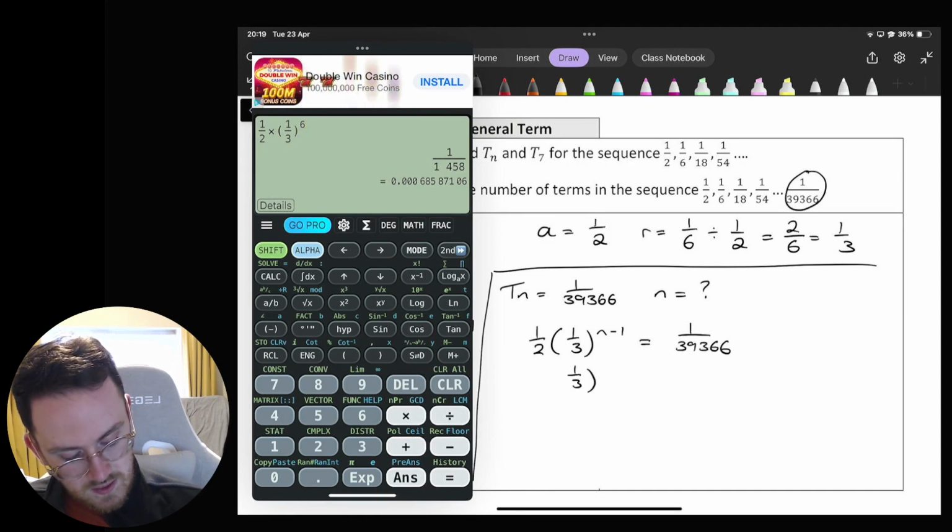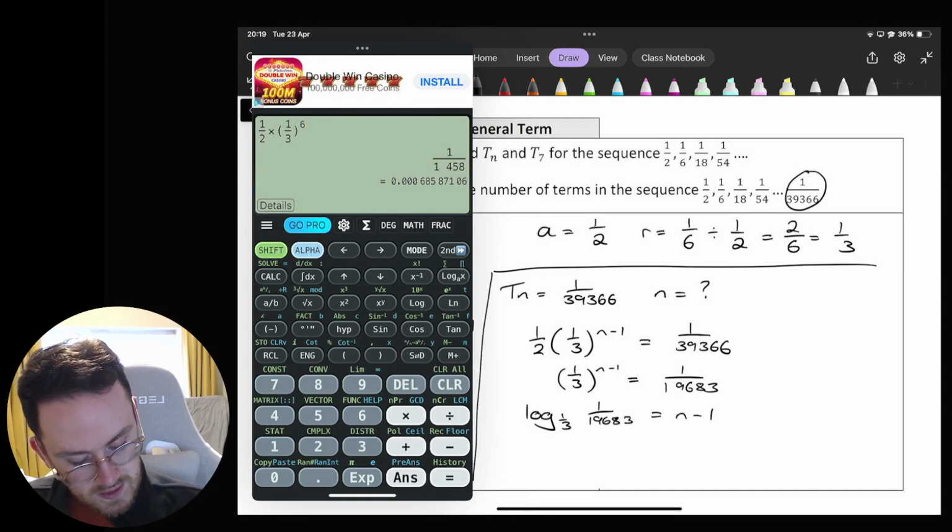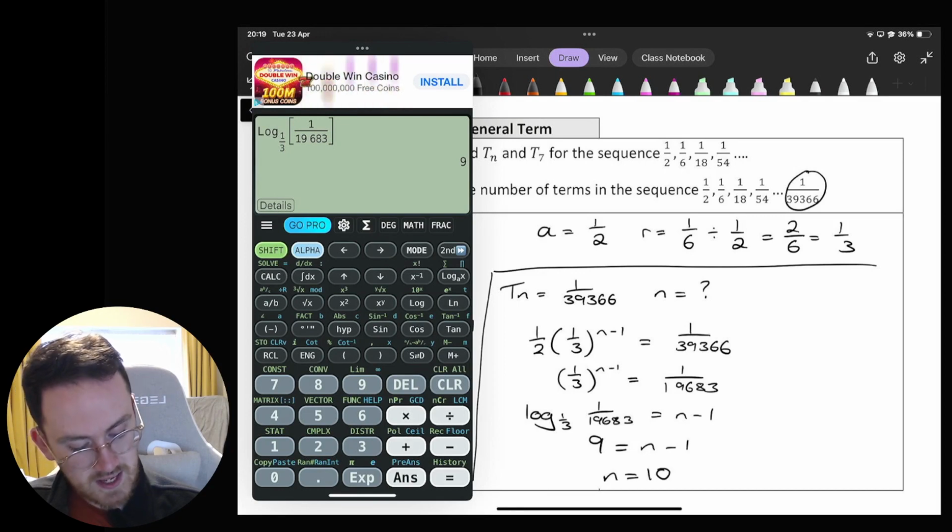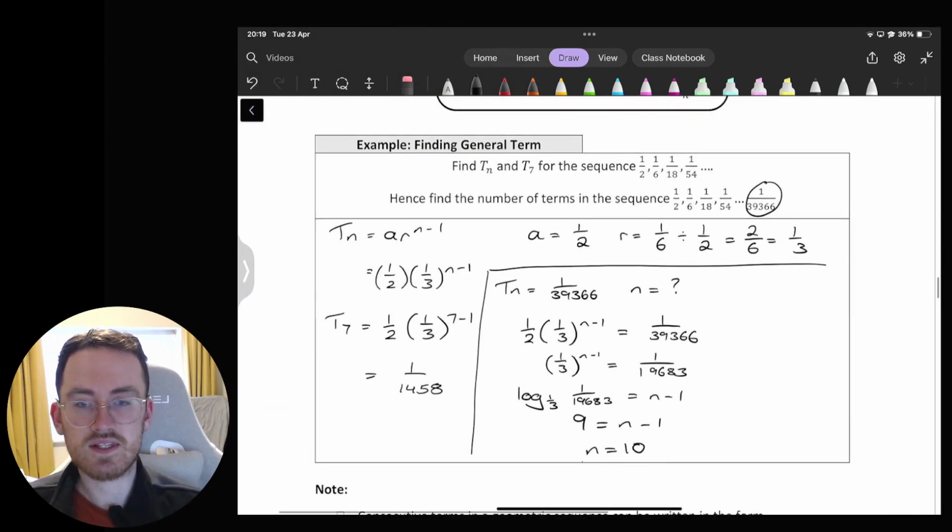Multiplying both sides by 2 to see if that reduces my answer a little, and it does indeed. At this point, I could either take the log of both sides or go straight to log notation. In this case, we might just go straight to log notation. So we type in log base a third of 1 over 19683, and that's going to be 9. So 9 equals n minus 1, which means n is 10. So there are 10 terms in that sequence.